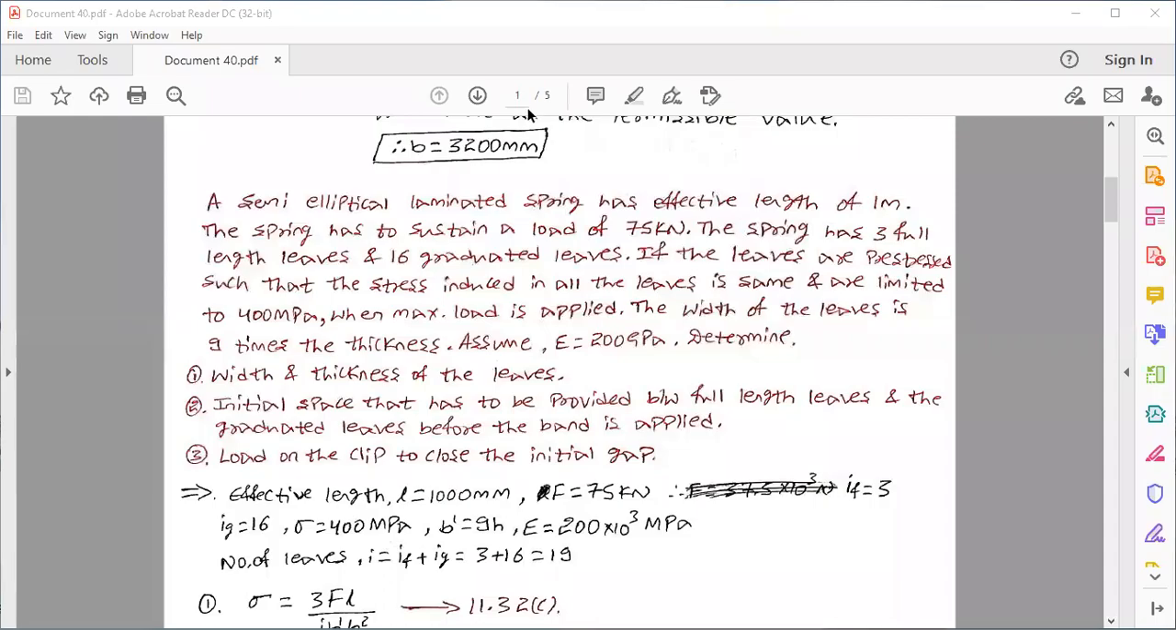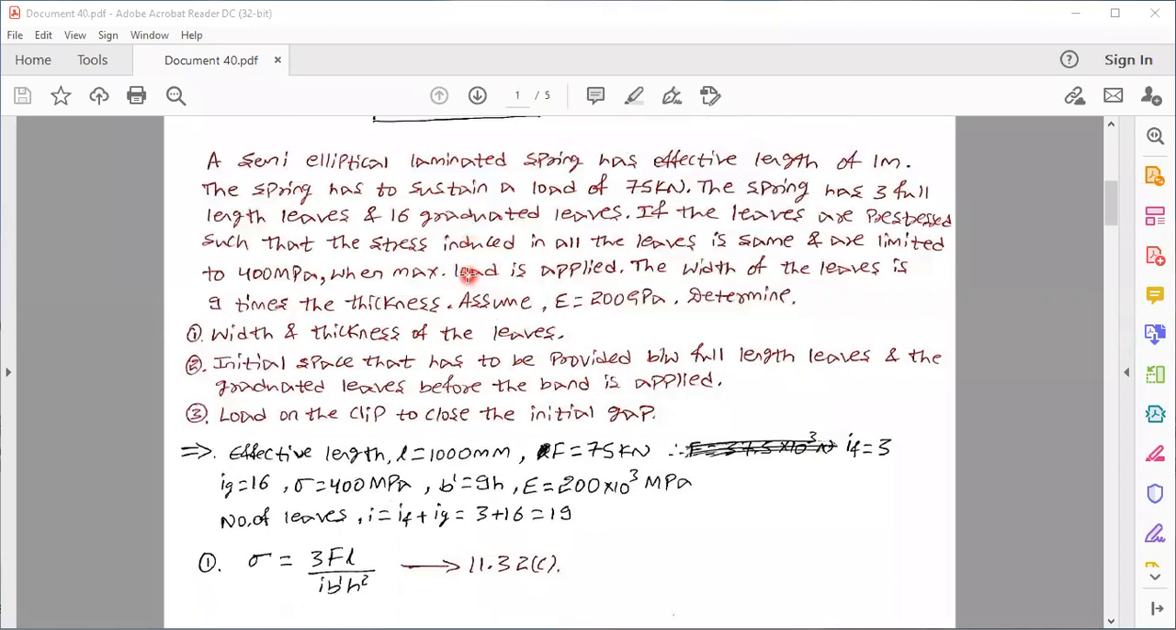In the previous class, we have seen the theory part of semi-elliptical laminated spring. Now we'll solve a problem on that. We'll read the statement. A semi-elliptical laminated spring has an effective length of 1 meter. The spring has to sustain a load of 75 kilonewton. He has given the effective length.